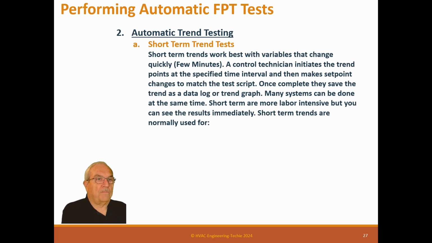Short-term trends work best for variables that change quickly within a few minutes. The control technician initiates the trend points at the specified time interval and then makes set point changes to match the test scripts. Once complete, they save the trends as a data log or trend graph. Many systems can be done at the same time.